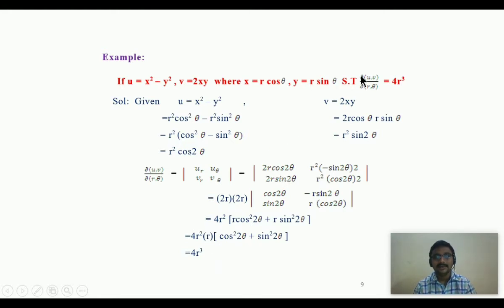So once again, to evaluate dou of (u, v) by dou of (r, theta), u, v must be in terms of r, theta. For this, we have to reduce u, v in terms of r, theta by using the equations x is r cos theta and y is r sin theta. Just replacing x, y values, now clearly u, v become in terms of r, theta. Now we can evaluate the Jacobian clearly. So thus we will have the Jacobian value dou of (u, v) by dou of (r, theta) is 4r cube. Hence proved.